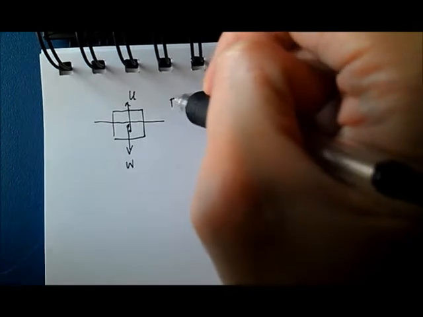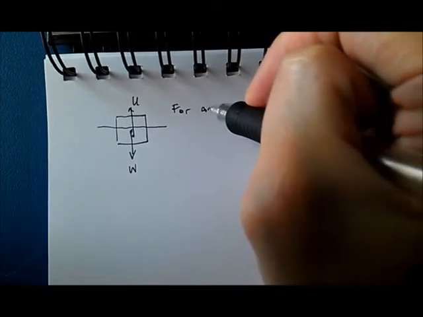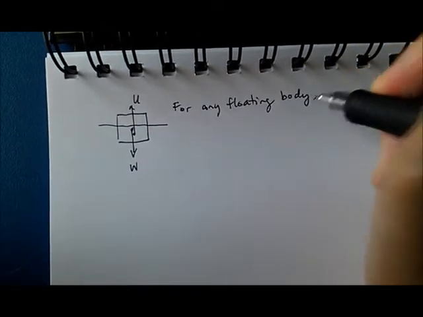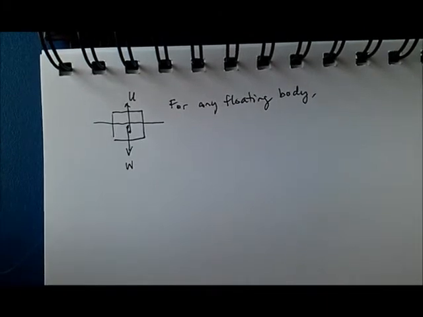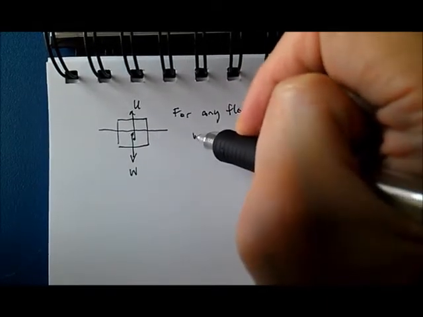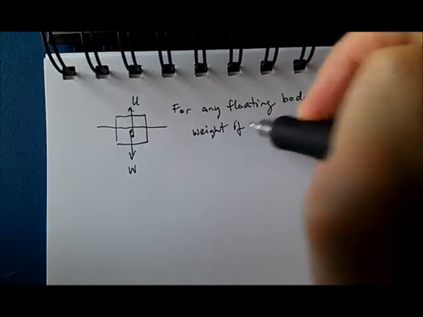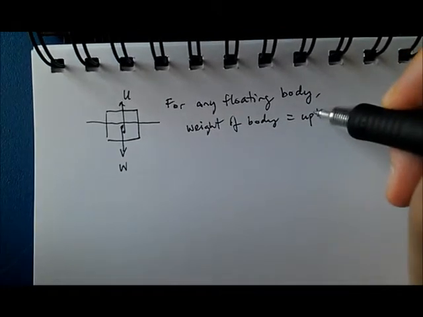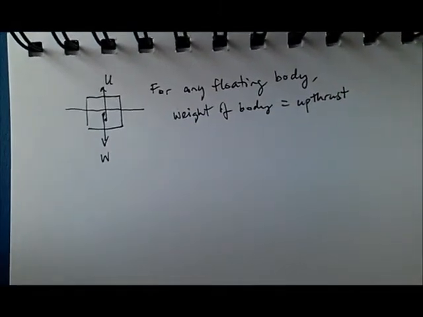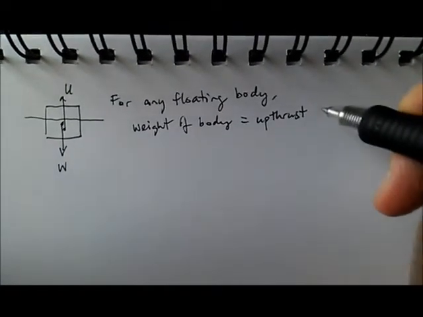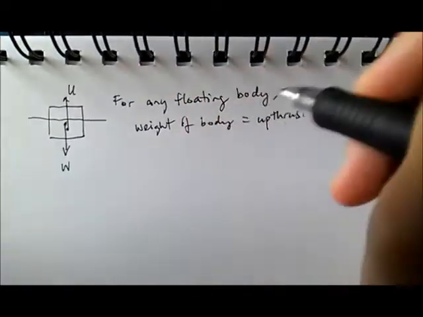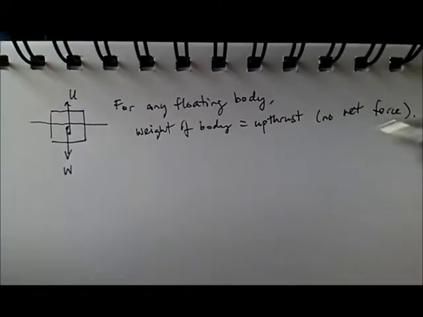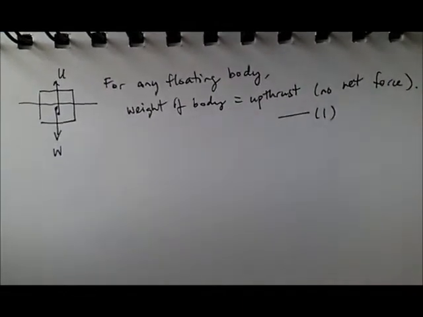So for a floating object, for any floating body or object, the weight of the object must be equal to the upthrust. And this is, of course, nothing more than equilibrium. No net force. Okay, so let's call that equation 1.